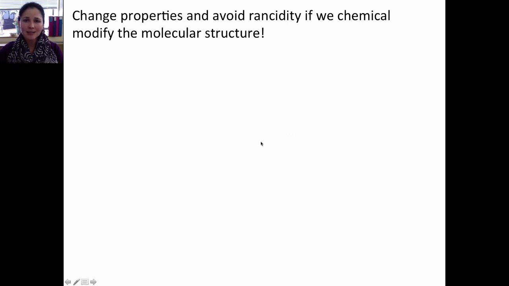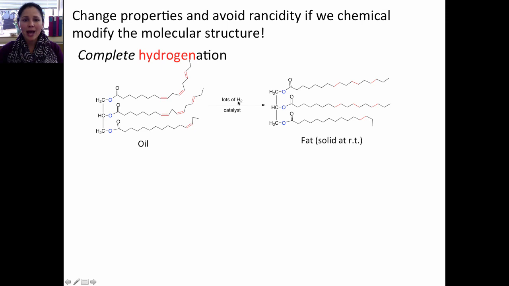So chemists in food companies can change the properties of oils and fats to avoid rancidity. Complete hydrogenation is when you add enough hydrogen to react with each one of the double bonds completely, and you remove all double bonds completely, leading to all single bonds. This is one way that oils can be converted into fats. On the other hand, if you still want the food to be an oil, you can do partial hydrogenation.